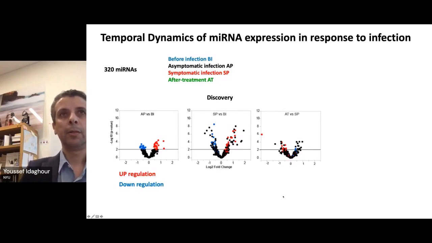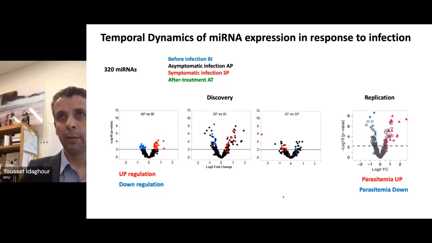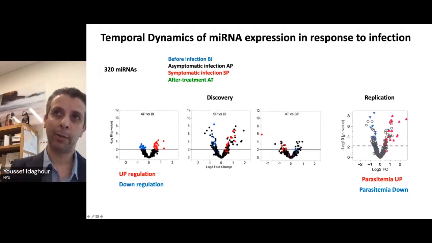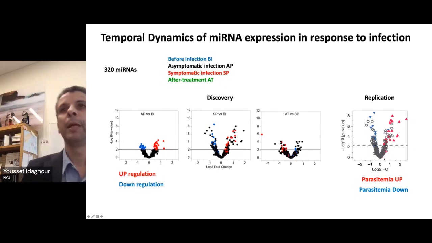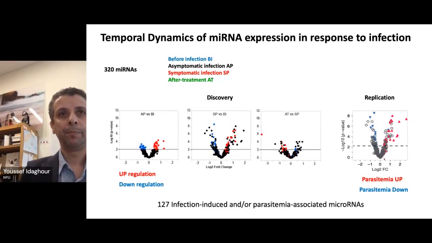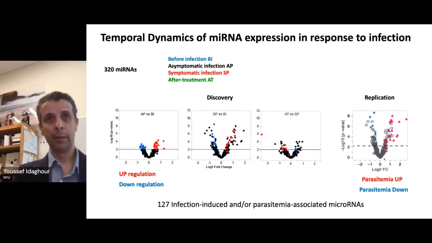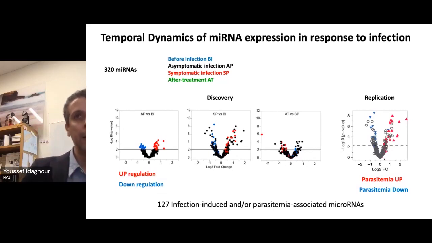So in the replication study, we've focused mainly on parasitemia as one of the main phenotypes that we are interested in. And we're very pleased to actually detect a lot of microRNA that are positively correlated with parasitemia, that are upregulated during infection, and vice versa, with the exception of one microRNA. So this was really indicative of a potential association between parasitemia and those microRNA, hence probably with some functional consequences. And in total, we've detected 127 microRNA that are either induced by infection or are associated with parasitemia, and that was the focus of our work in the last couple of years.